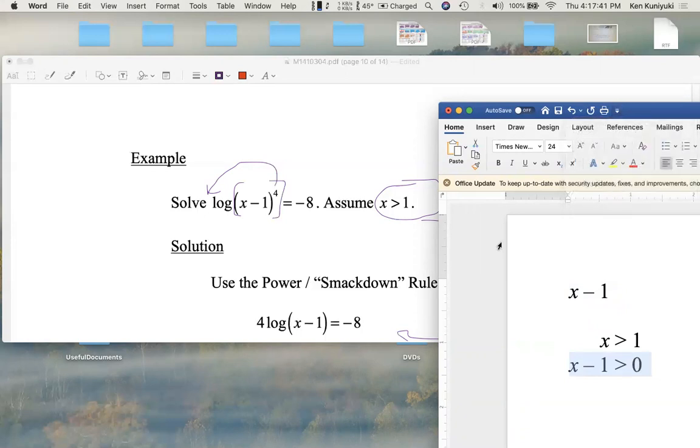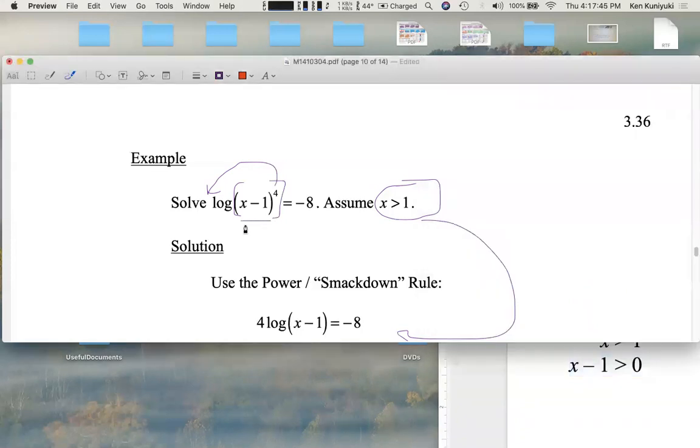So that means that when we do our smackdown, because we know that x minus 1 has to be positive in value, we do not need absolute value. See, if we did not have that guarantee, then we would need absolute value. And I'll show you what would happen later on. But since we know that this is positive, under this assumption, we can smack down the 4. We don't need absolute value. All right, so here's our basic log expression now. It's fairly basic. To isolate it, what do we do? We divide both sides by 4.